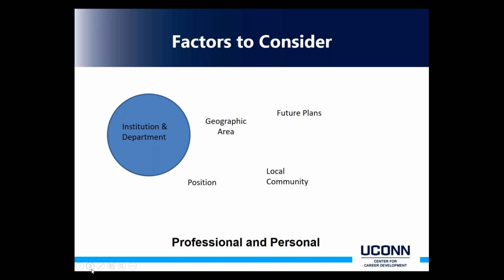All right, so the first factor, I call them fit factors, is the institution and the department. And it's thinking about the kind of institution and department in which you want to work. So maybe you're going to focus your search on R1 institutions, or maybe teaching intensive institutions. Maybe you're looking for a department that's growing, maybe the course offerings, or it's introducing a new major. And quite a bit of that you can find on the institution's website.